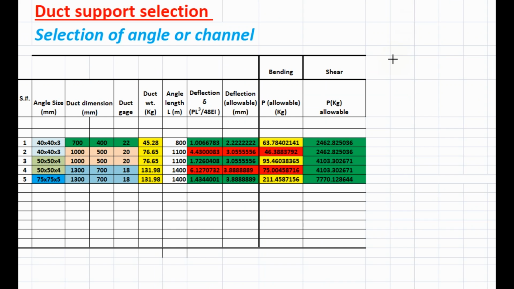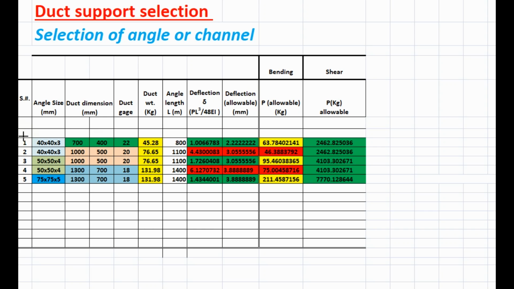To select support for different sizes of angle, we make an Excel table. You can see for duct size 700 by 400, 22 gauge, the total weight for one support is 45.28 kg. When we use a 40 by 40 by 3 millimeter angle, the deflection in the angle is 1.00 millimeter and allowable 2.22, and as per bending stress, the allowable duct weight is 63 and our duct weight is 45. As per shear, the allowable duct weight is too much, 2462. So this angle is safe for this duct weight support.